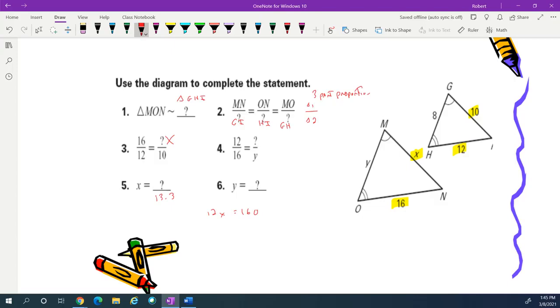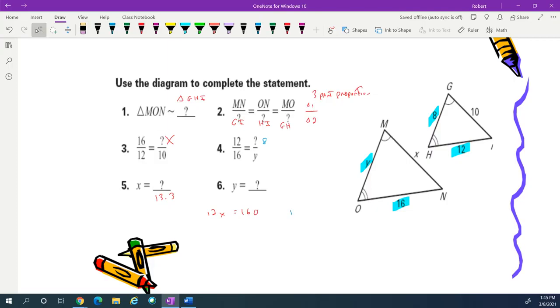For number 4, I'm going to erase those highlights. So for number 4, we're using the 12 and its corresponding part, 16. We're solving for y, so its corresponding part is 8. So this time they went right over left. Right triangle over left triangle, 12 over 16. So we're going to go 8 over y. And of course, we'll cross multiply that.